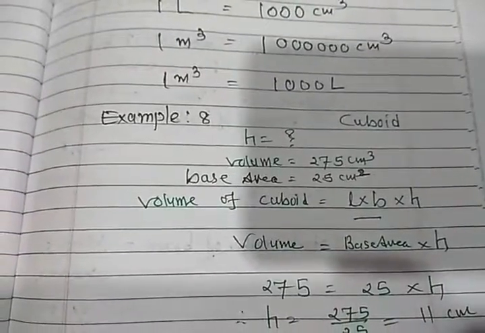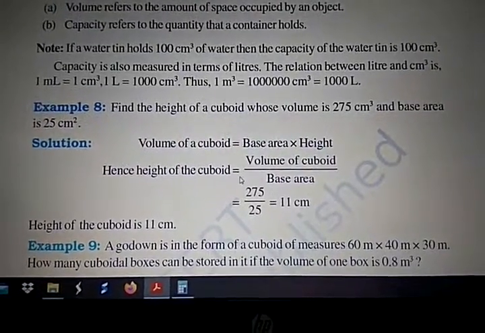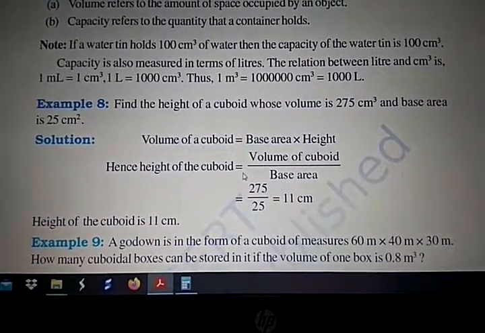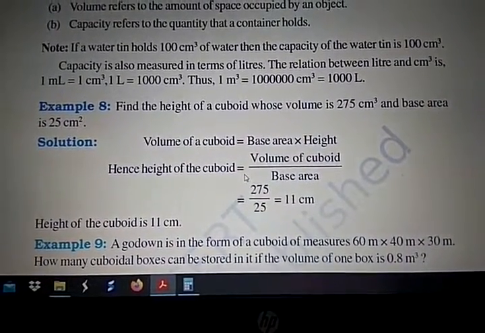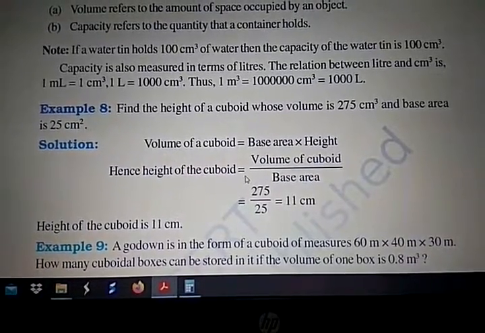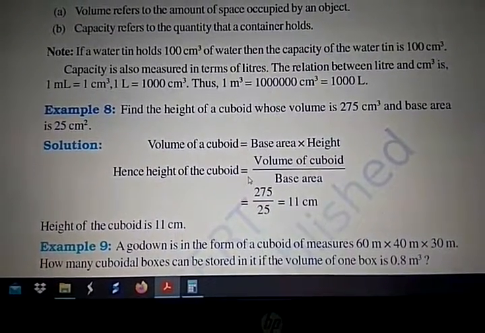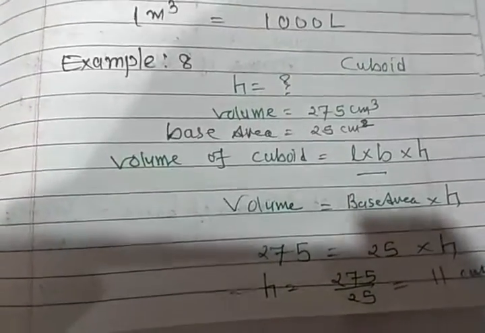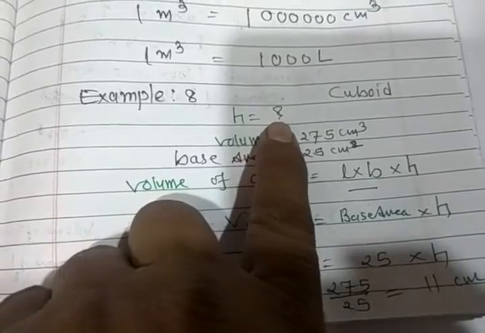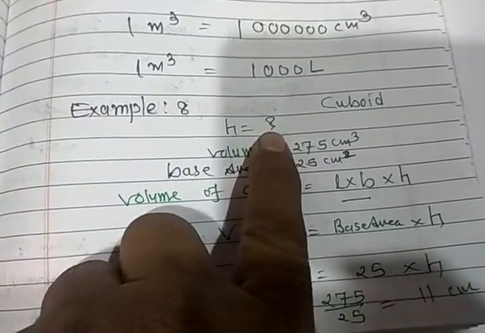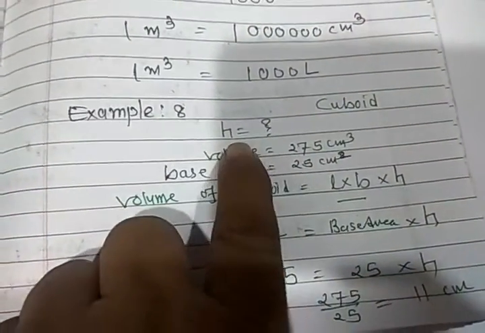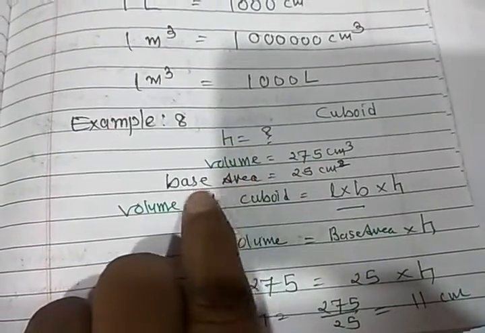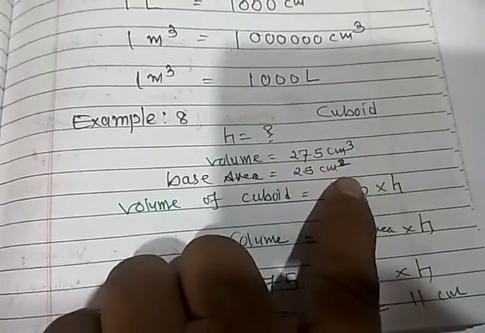Example number 8. Find the height of a cuboid whose volume is 275 centimeter cube and base area is 25 centimeter square. Okay, so it is a cuboid. Write down cuboid. Height we have to find out, volume 275 centimeter cube, base area 25 centimeter square.